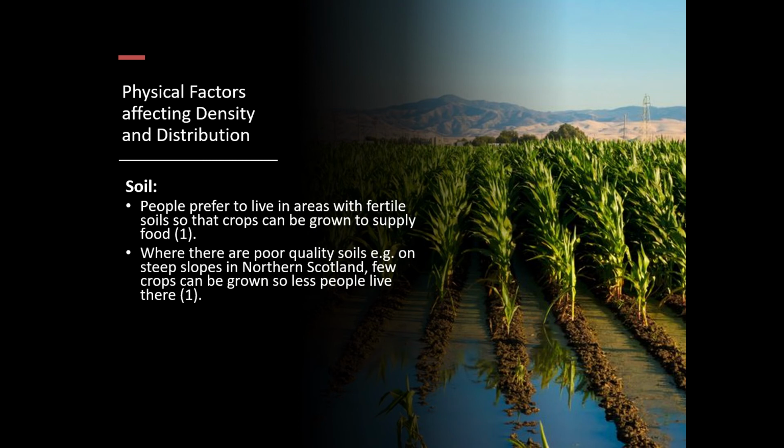Where there are poor quality soils, and this, again, remember I'm trying to avoid just getting bogged down and repeating myself, I'm trying to add some detail. So for example, on the steep slopes in the hills of northern Scotland, there's not so many crops that can be grown. If I'd simply said in that second bullet point, areas where there are not fertile soils mean that crops can't be grown, that would be a simple repetition of point 1. And therefore I wouldn't get that mark. But because I've added some detail and I've added some value to my second sentence, it can earn me another point.